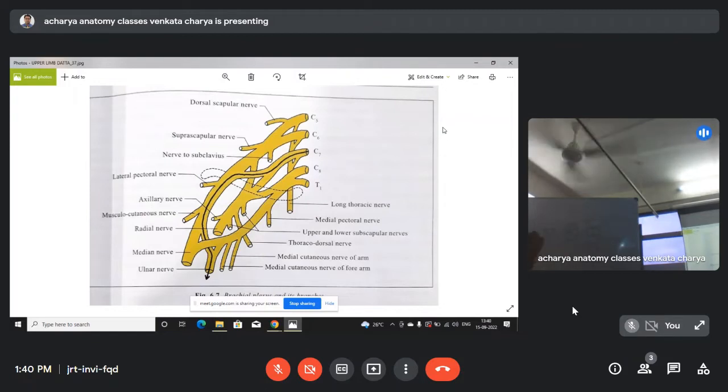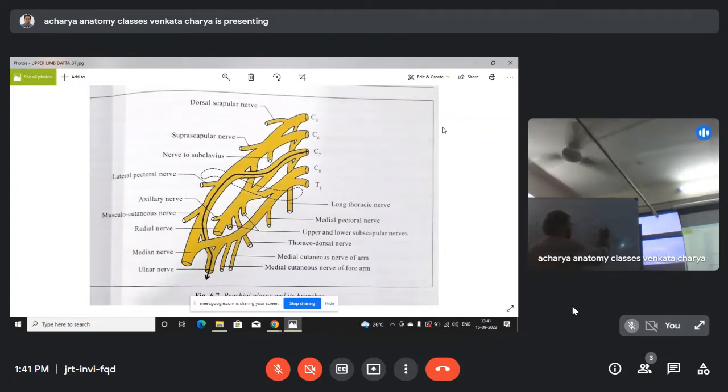So all dorsal divisions, see here, the dorsal division of the upper trunk, dorsal division of the middle trunk, and dorsal division of the lower trunk unite to form a cord called the posterior cord. Formation of the posterior cord: the posterior cord is formed by the upper trunk dorsal division, middle trunk dorsal division, and lower trunk dorsal division uniting to form a cord called the posterior cord. Are you getting? Next.